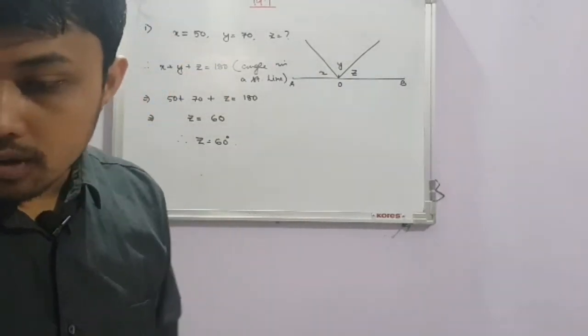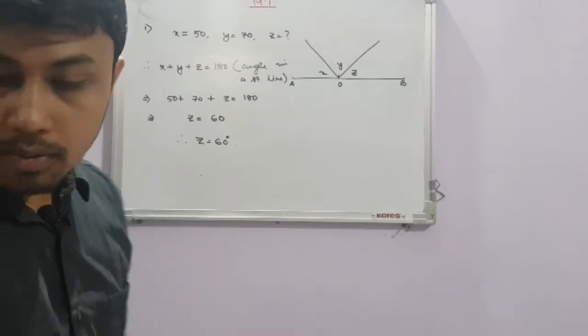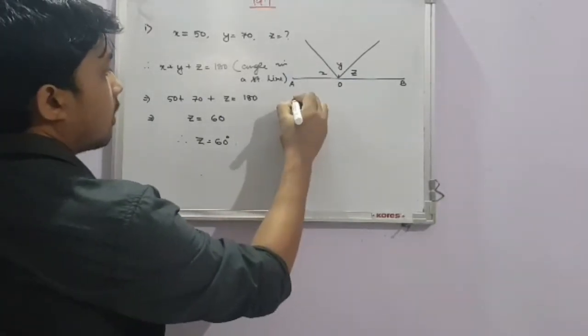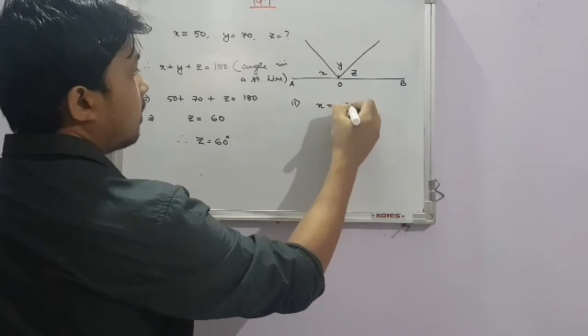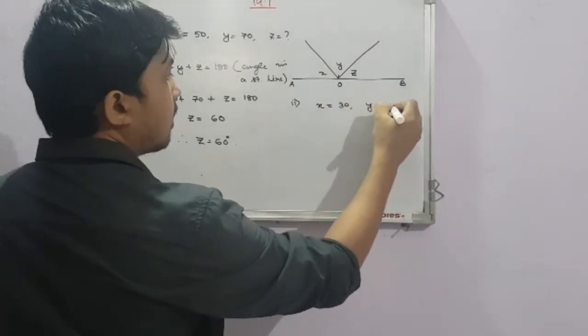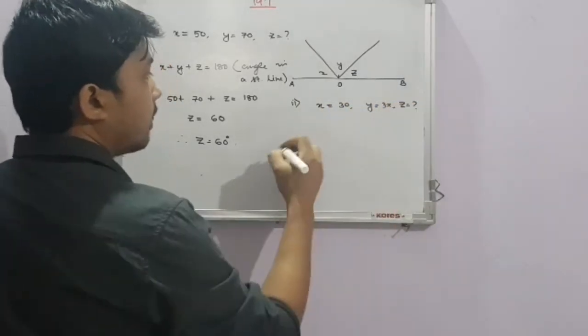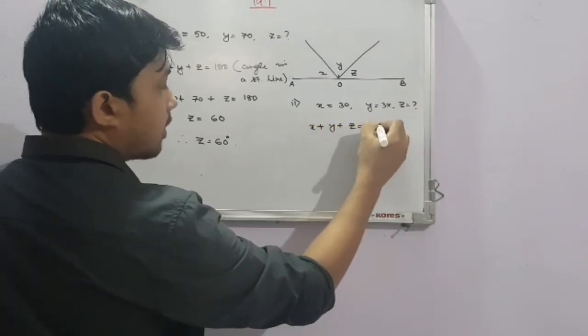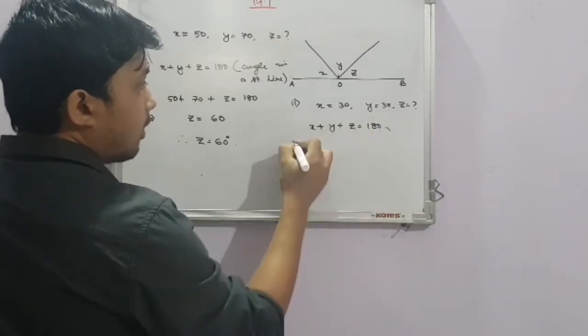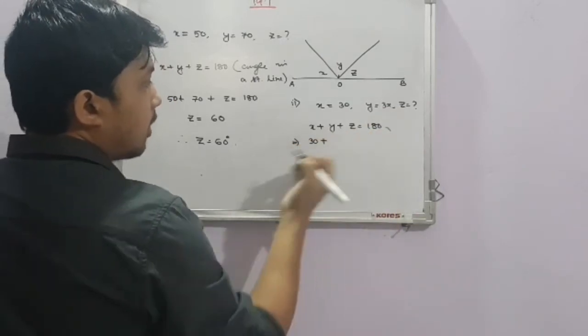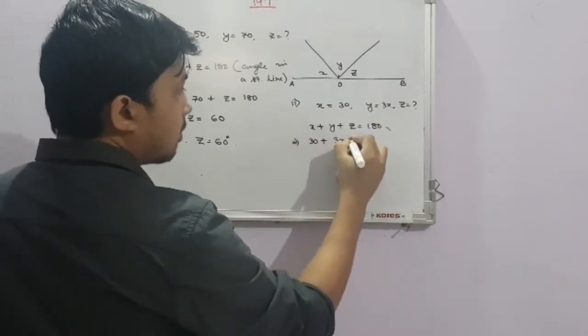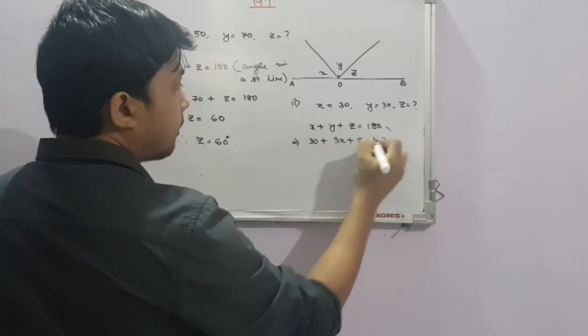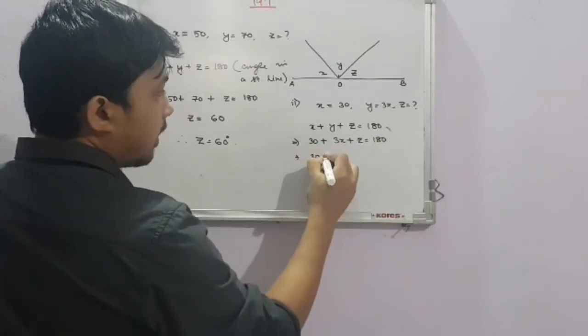The second part of the solution: the question is x is 30, y is 3x. So your x is 30 and y is 3x, and you have to find the value of z. I'll use the same logic. The sum of all the angles is 180, angles in a straight line, and x is 30. Now y is 3x plus z is 180. This is 30. X is again 30.